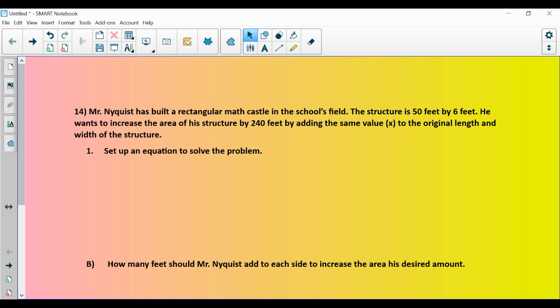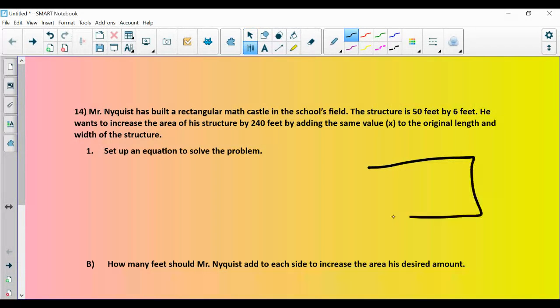Algebra students, this is a question that is going to be on the 4.3, 4.4 quiz and on the Chapter 4 test. Mr. Nyquist, myself, has built a rectangular math castle in the school's field. The structure is 50 feet by 6 feet.